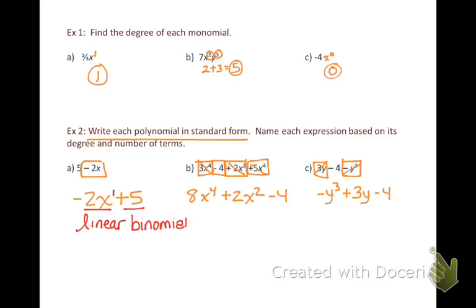If we look at B, the exponent would be 4. If you look at the 4 and above, remember, it's 4th degree, 5th degree, 6th degree. So this one would be 4th degree. And we have 3 terms, so that would be a trinomial.